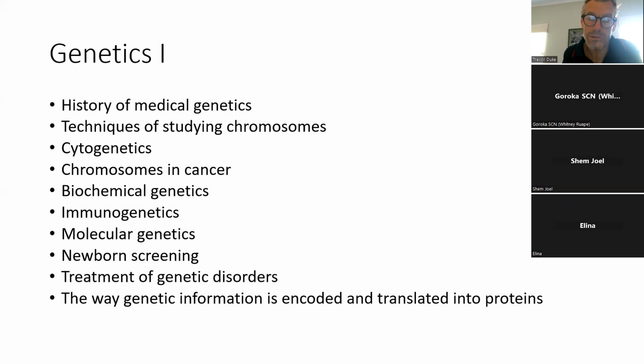I'll talk a bit about chromosomes in cancer. For those who are doing the part one examination this year, understanding chromosomes in cancer is a frequent question in the exams. I'll talk a bit about biochemical genetics because that really applies a lot to children and especially inborn errors of metabolism. We'll say a bit about immunogenetics because we use it every day. Every time you do a blood cross match, that relates to immunogenetics. The earliest understandings of immunogenetics were about blood groups and that sort of thing, but there's been more understanding of different types of immunogenetics that help us understand different diseases.